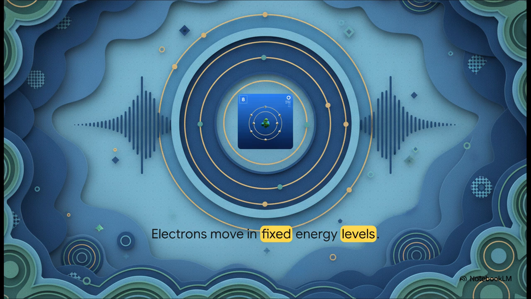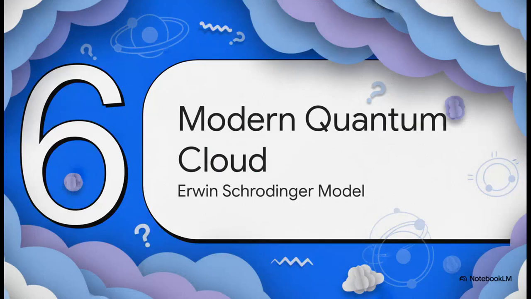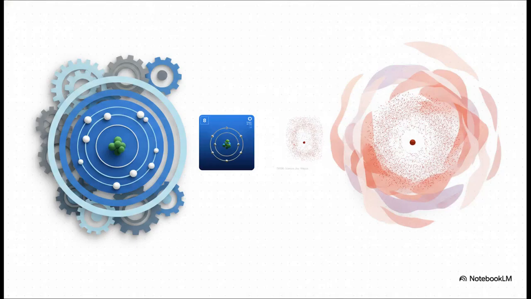By locking electrons into these fixed energy levels, that previously chaotic atomic world suddenly became orderly, predictable, and honestly, remarkably elegant. Section 6. The modern quantum cloud. Erwin Schrödinger's model. Now, what's really interesting about this transition is that just when we thought we had these neat, predictable rings, Erwin Schrödinger triggers a completely mind-bending shift.